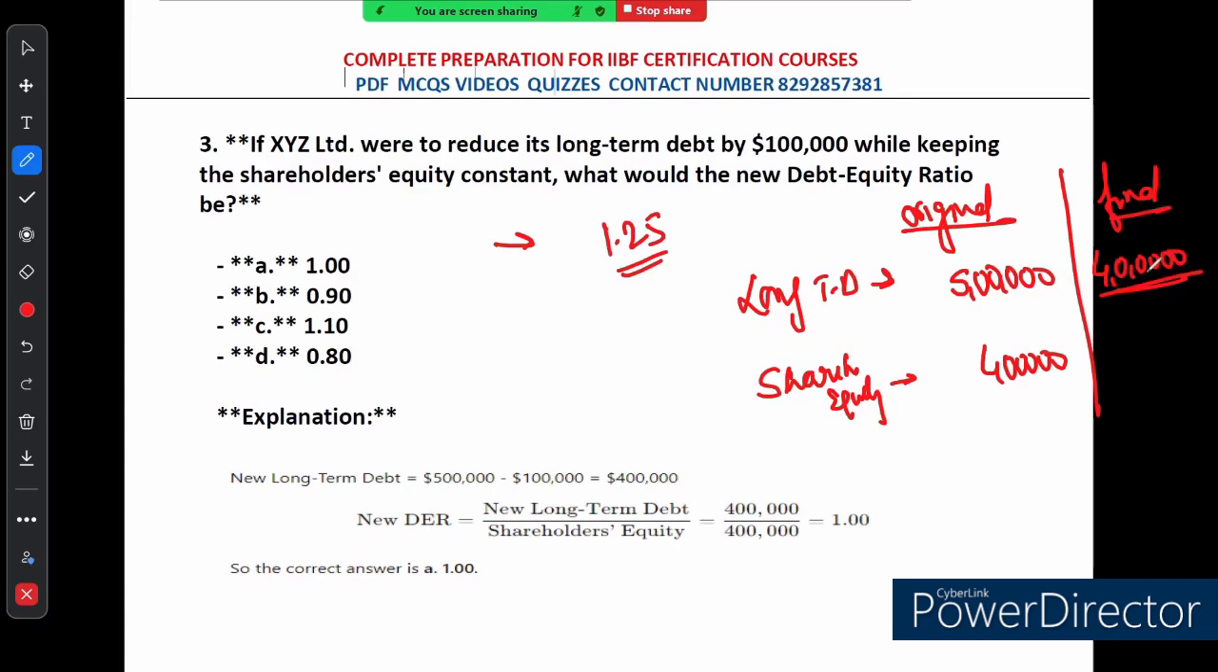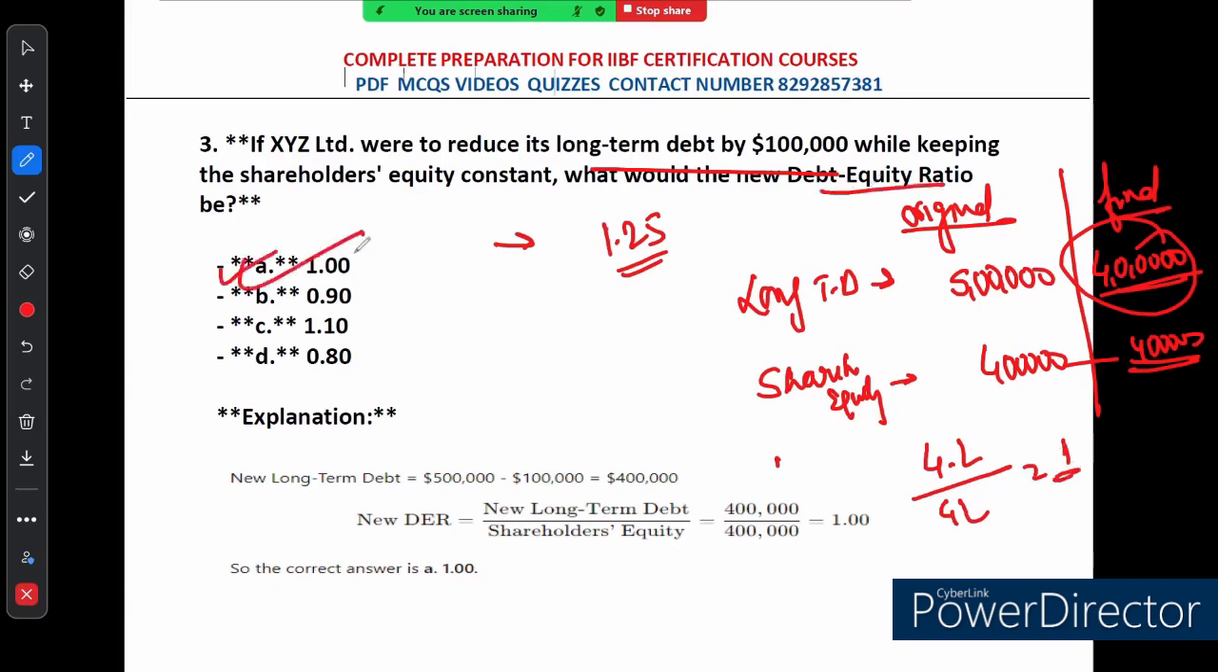You can see it reduces long term debt by 1 lakh. So the shareholder equity remains constant. It is almost 4 lakh only, right? So now can you tell me what is the new DER? So new DER will be how much? This long term debt divided by shareholder equity, which is nothing but 1, right? So the correct answer is 1. Option number A is correct. That is the new DER, which is nothing but 1.